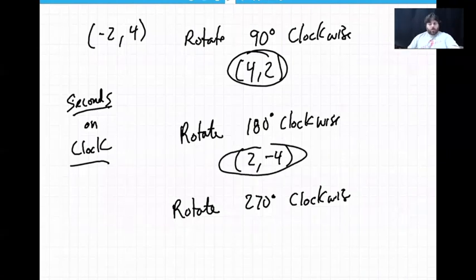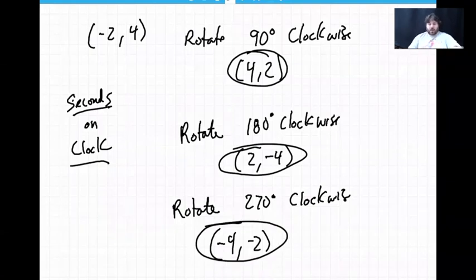All right, let's do it one more time. Rotate 270. So flip the numbers. That makes it (-4, 2), and you switch the second one. (-4, -2). That's a 270-degree clockwise rotation.